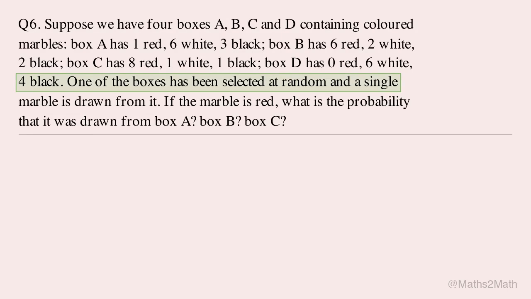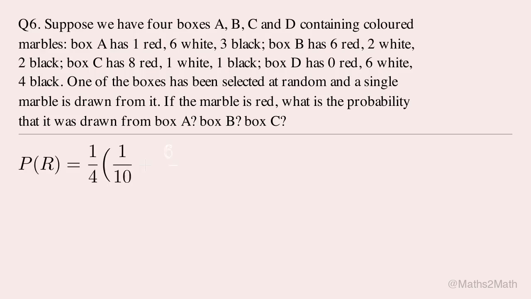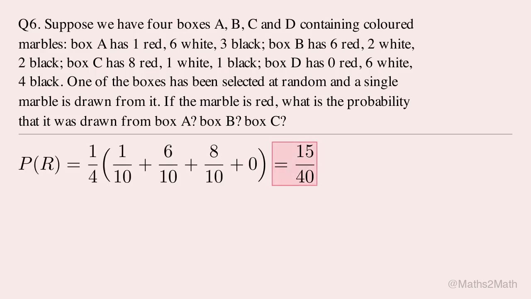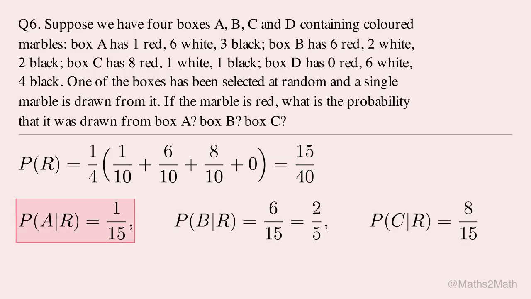Question 6. 4 boxes, 1 red marble. Each box gives red at its own rate. Red rates 1/10, 6/10, 8/10, and 0. With priors a quarter, the total red probability is 15/40. Bayes for each box: 1/15 for A, 6/15, 2/5 for B, and 8/15 for C.